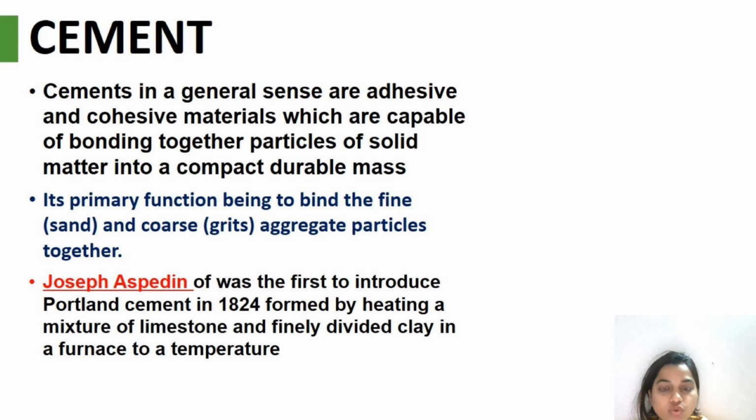The most common type of cement used is ordinary Portland cement, that is OPC. As we all know, Joseph Aspdin was the first one to introduce Portland cement in 1824, formed by heating a mixture of limestone and finely divided clay in a furnace to a high temperature. This is very important for competitive exams. Who is the founder of ordinary Portland cement? That is Joseph Aspdin, right?